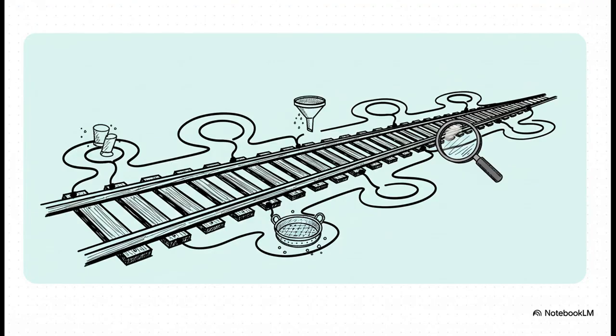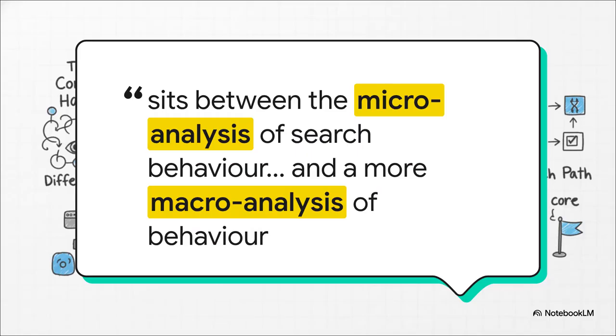This slide just nails the difference. The core path behaviors, those are called search procedures. They're the direct route. But the habits, those are called filtering and action processes. That's all the stuff you're doing constantly along the way, all the little adjustments and judgments you're making. And this isn't a new idea. Way back in 1999, a researcher named T.D. Wilson put it perfectly. He said Ellis's model sits between the microanalysis of search behavior and a more macroanalysis of behavior. It's the perfect bridge, connecting our tiny, specific actions to our much broader search habits.